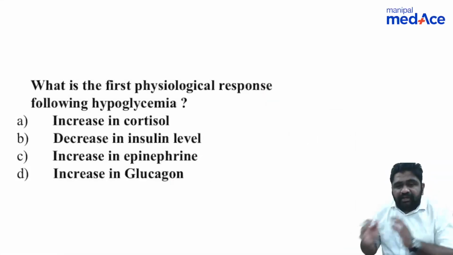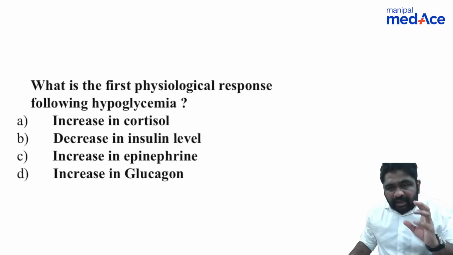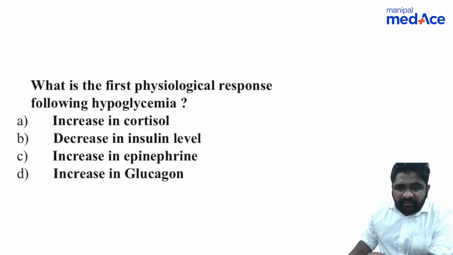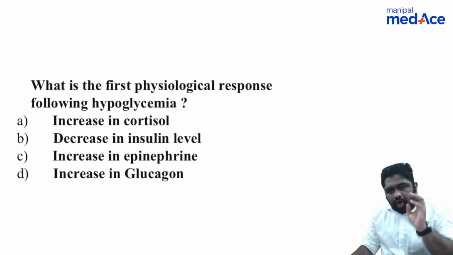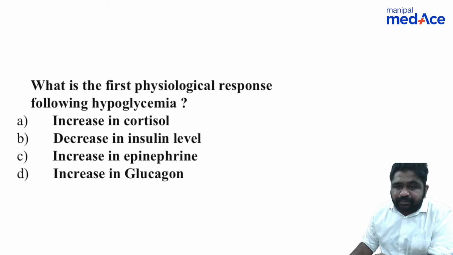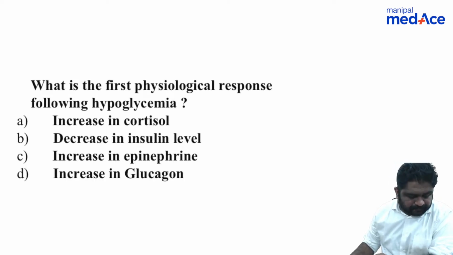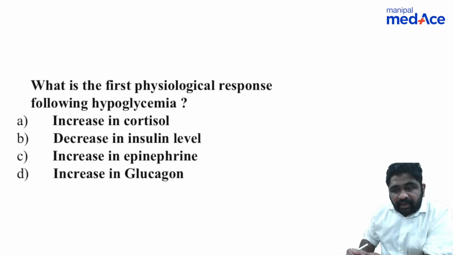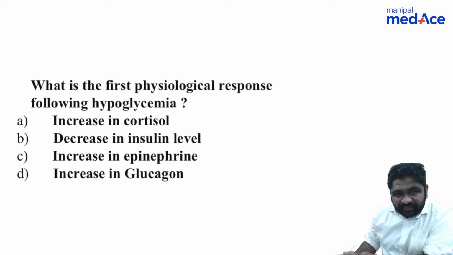Okay, now tell me. Now this is about glucose metabolism in terms of diabetes mellitus. When a patient is having diabetes mellitus, his physiological response will be affected. But normal physiological response, what do you think happens here? What is the first physiological response following hypoglycemia? When a patient is having less glucose in his blood, what is the first response?